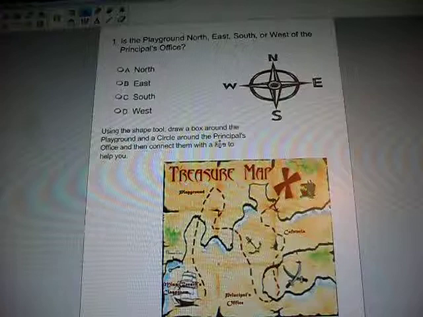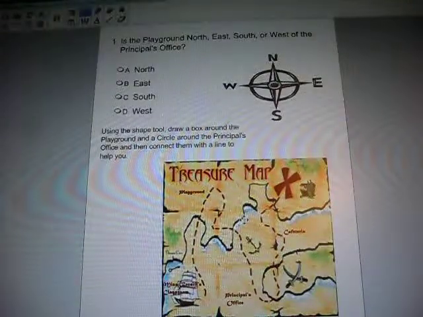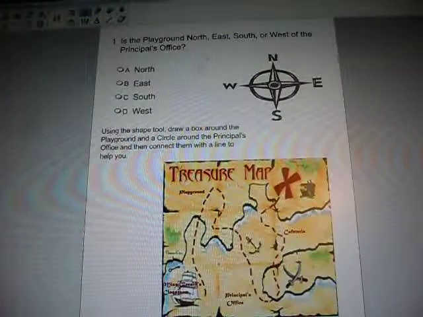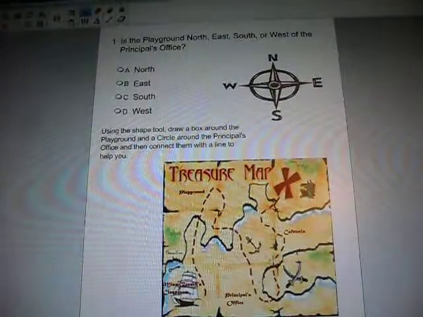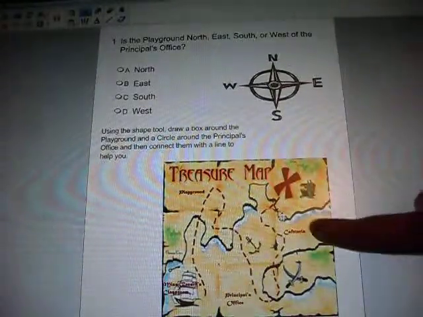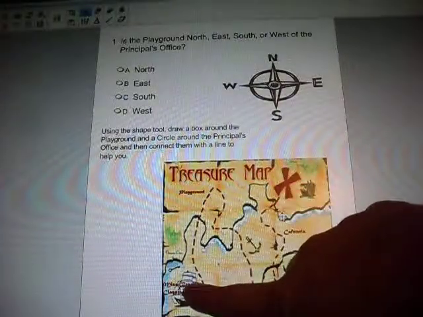For the first question, I have a treasure map here for the kids. It's also for activating prior knowledge to see how well they know these things. It's asking, is the playground north, east, south, or west of the principal's office? Right here we have the classroom, right here we have the playground, down through here we have the principal's office, and over in this area we have the cafeteria.